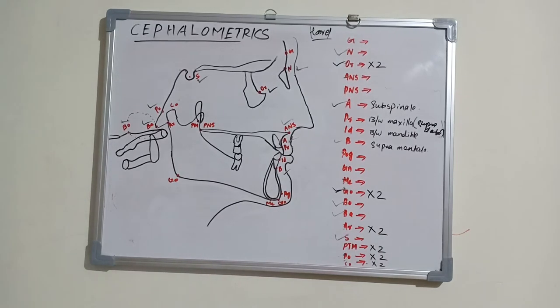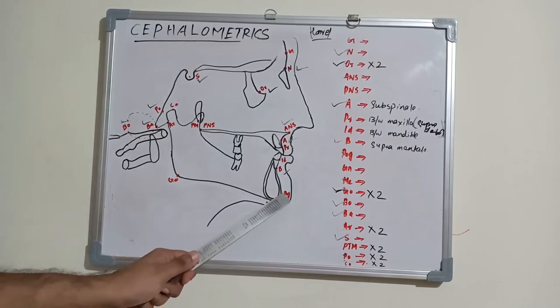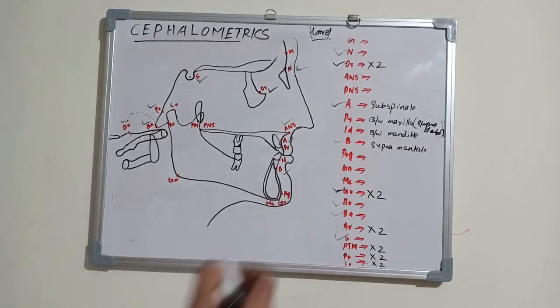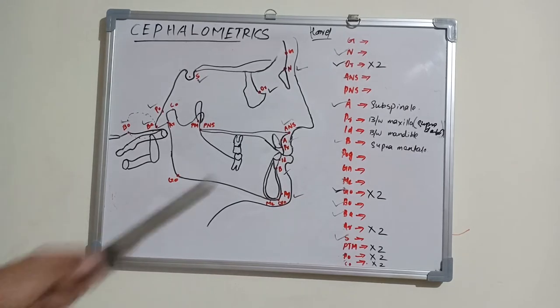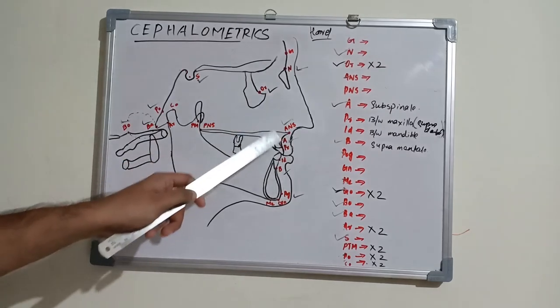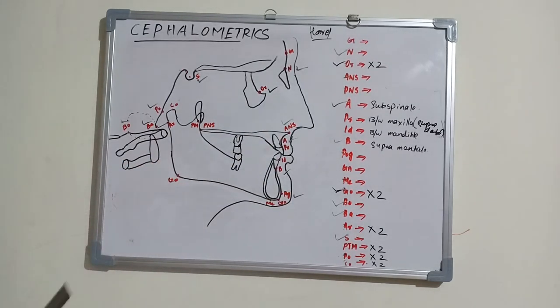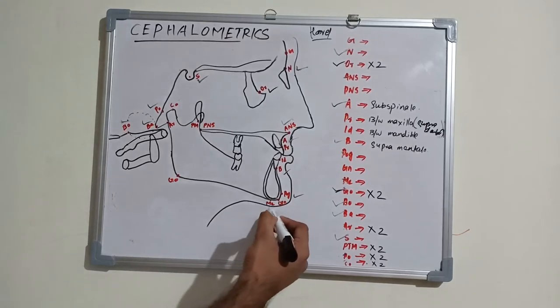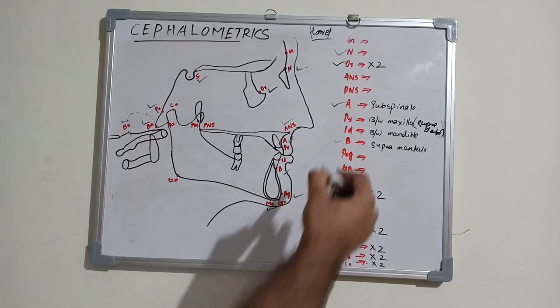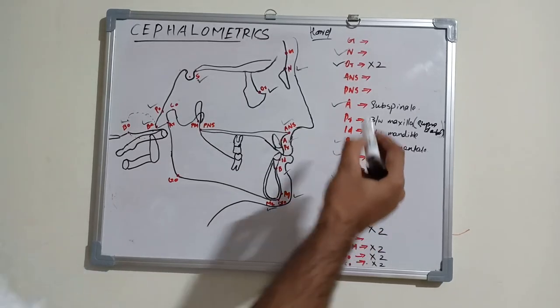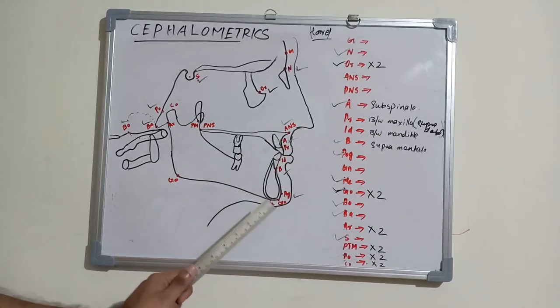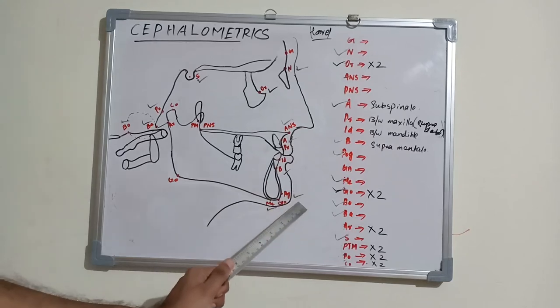Next we have pogonion. It is the most anterior point on the bony chin and the median plane. There are a lot of structures in the median plane, like point A, point B, pogonion. Pogonion is the most anterior point, but menton is the most inferior midline point. So this is menton, most inferior. We have covered pogonion and menton. Menton is the most inferior, pogonion is the most anterior.